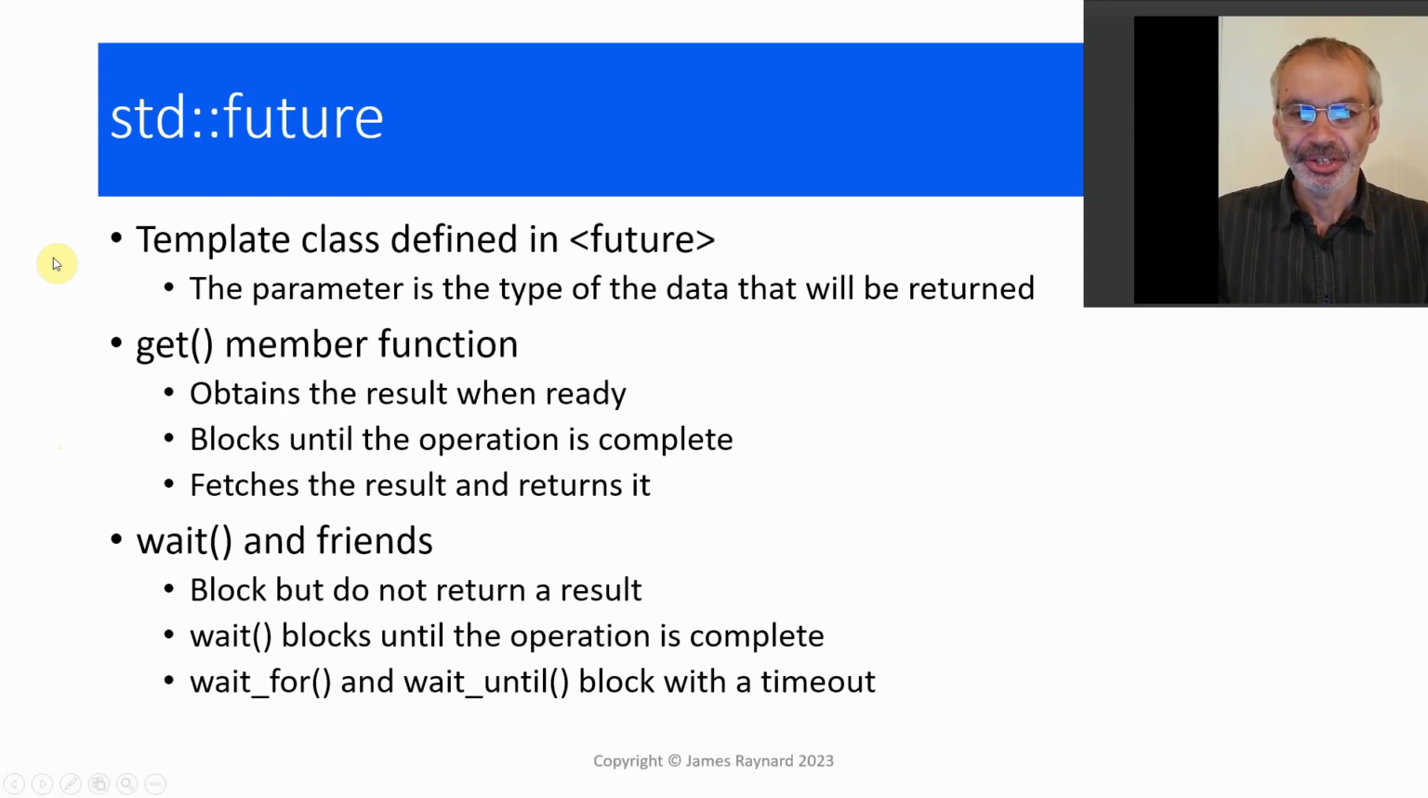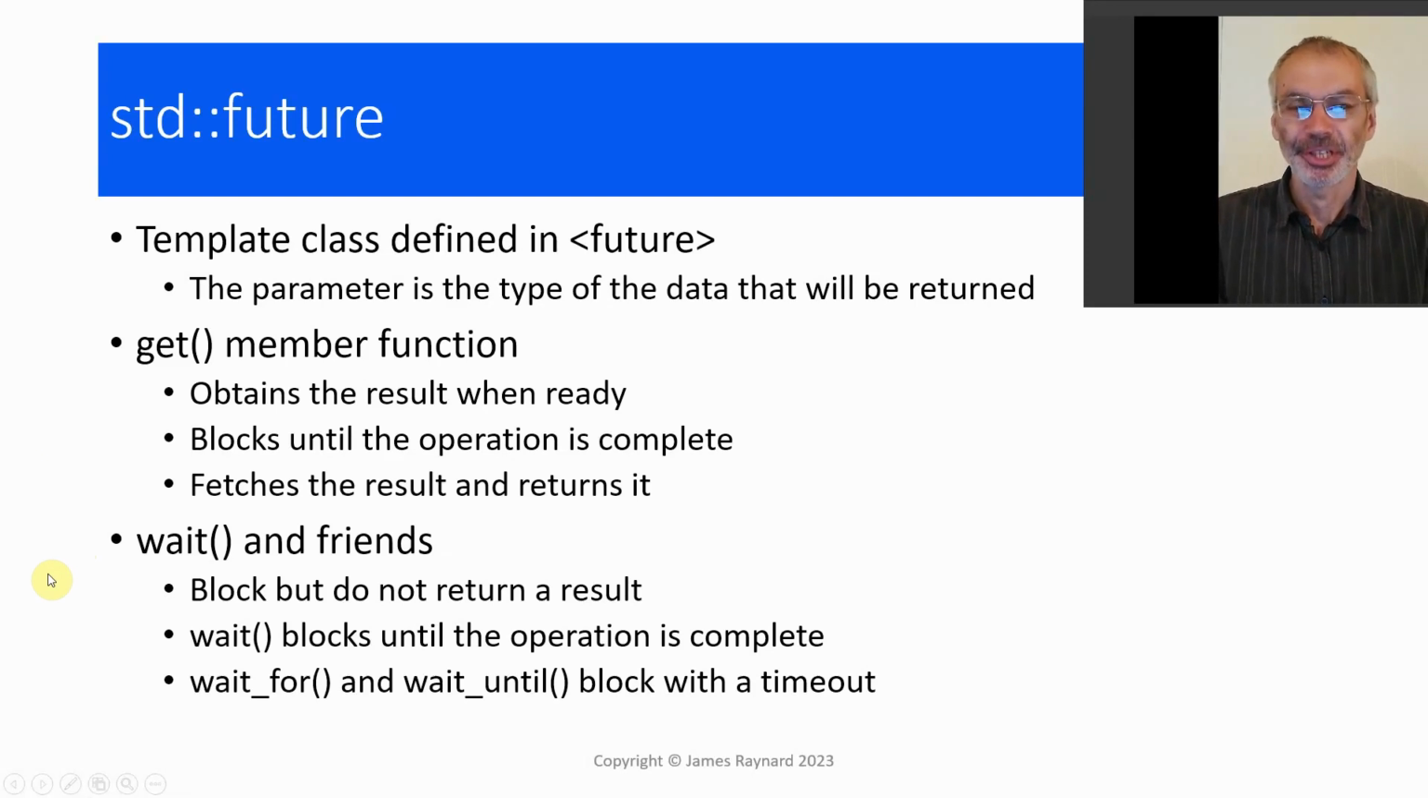The future class is a template class defined in the future header. The type parameter is the type of the data which it will return. It has a get member function which will obtain the result when it becomes available. This member function will block until the operation is complete, and then it'll fetch the result and return it as its return value. There are also some versions which I'll call wait and friends.